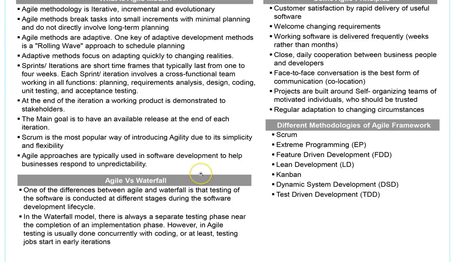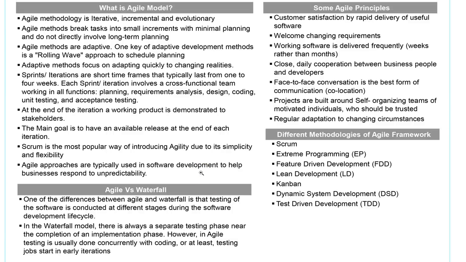Now, we already know the differences, but let's take a look at the differences that we have here. One of the main differences between Agile and Waterfall is that testing of the software is conducted at different stages during the software development lifecycle.